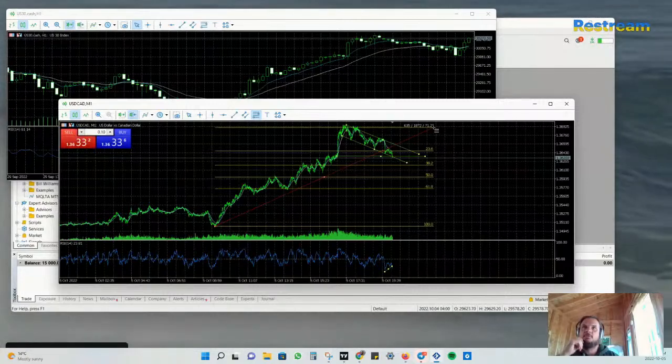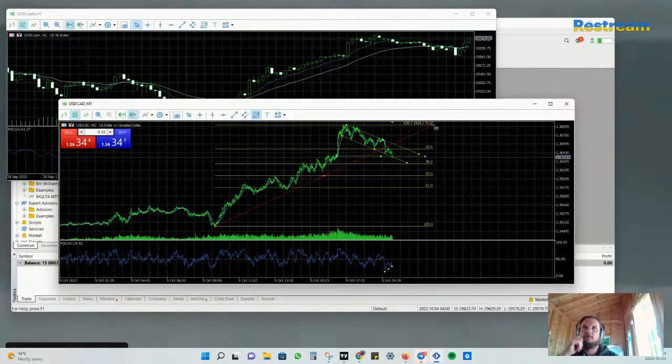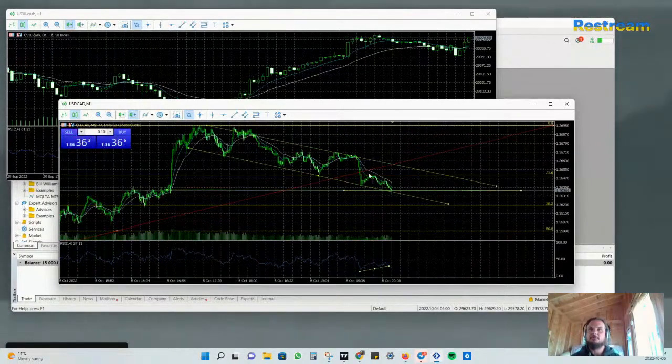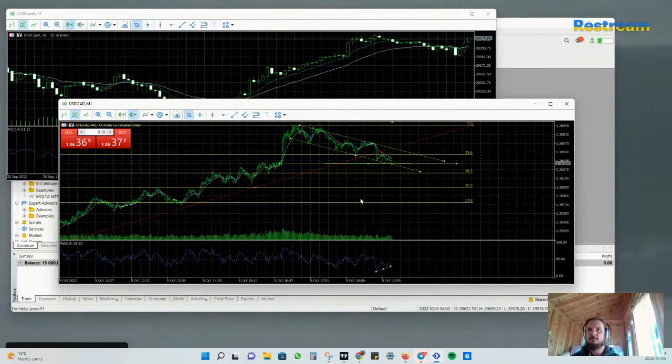So we broke through the 236. Looks like we're going down to the 382. So at the 382, this is actually starting to look like bullish divergence big time because we're coming down, we get down to the 382 and this is going up. I'm looking for a buy.